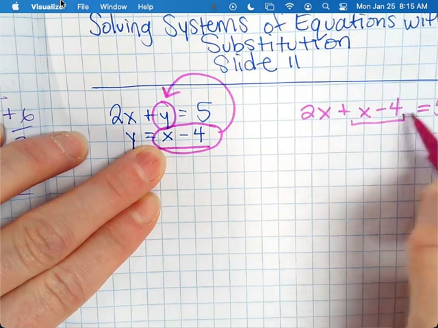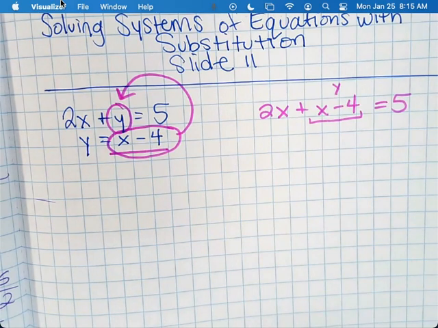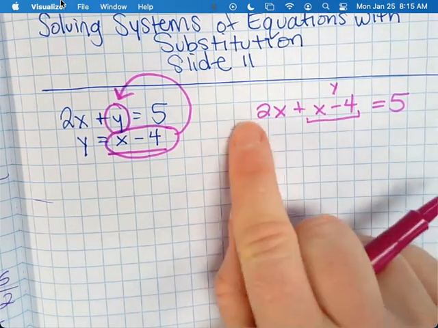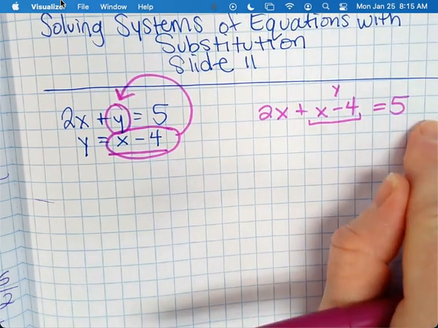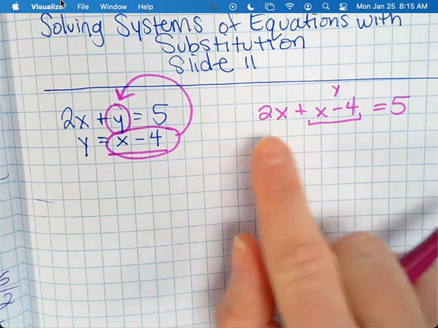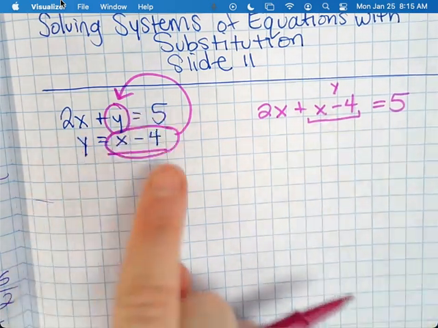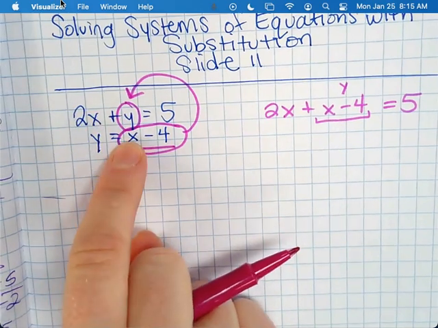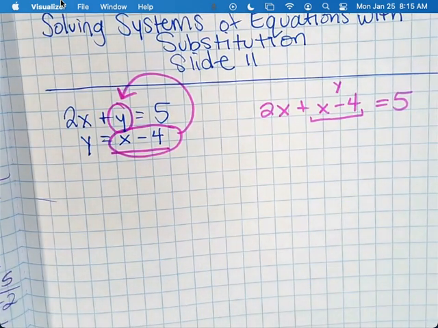So this right here was y. So now I just have x here. See, I have 2x plus x minus 4 equals 5. Now this makes it easy where I can just solve for x. Yes, question? So there's not going to be a y equals? So we find x first, and then wherever we find the x, we plug it back into one of the equations to find what y is. So you're actually substituting in twice.